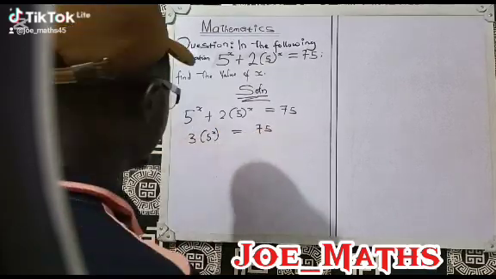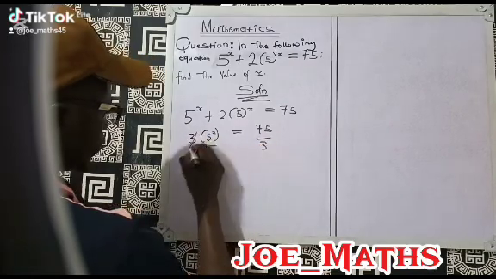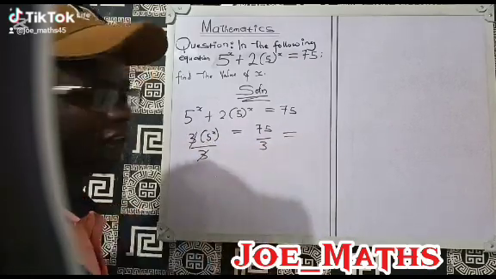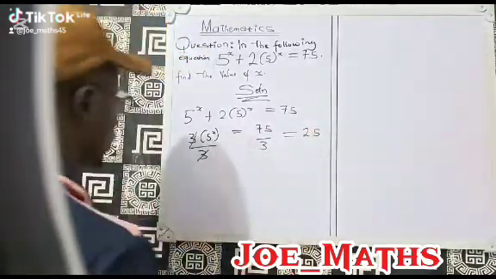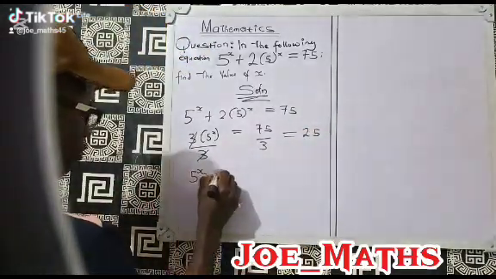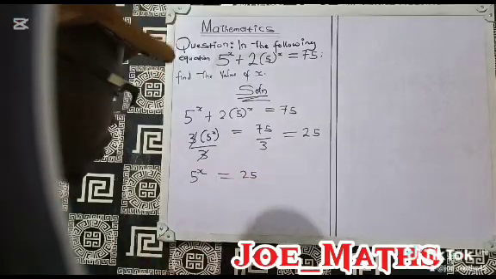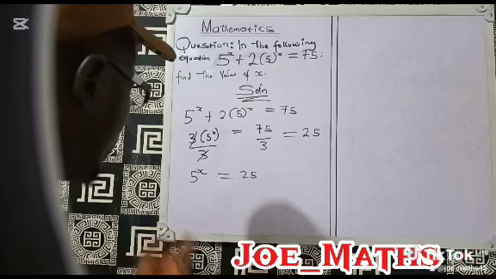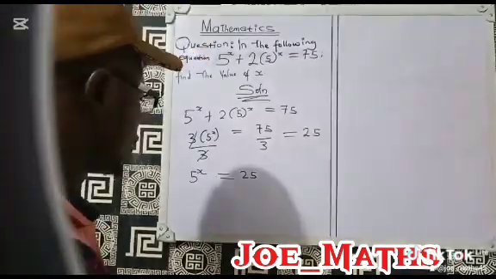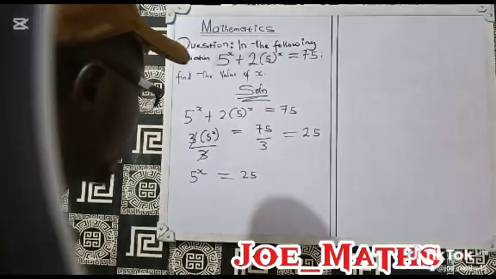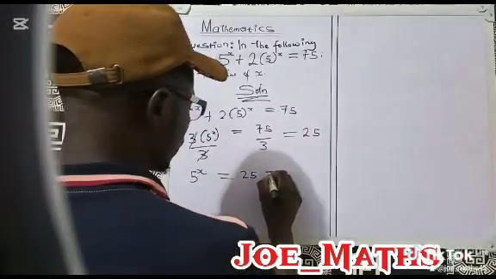Then what next is that we divide both sides by 3. 75 divided by 3, we should have 25. The solution here is that 5^x is equal to 25. So we can't stop at this point. We need to find the value of x by putting 25 in index form. 25 can be written as 5 raised to the power of 2, and 5 raised to the power of 2 gives us 25.